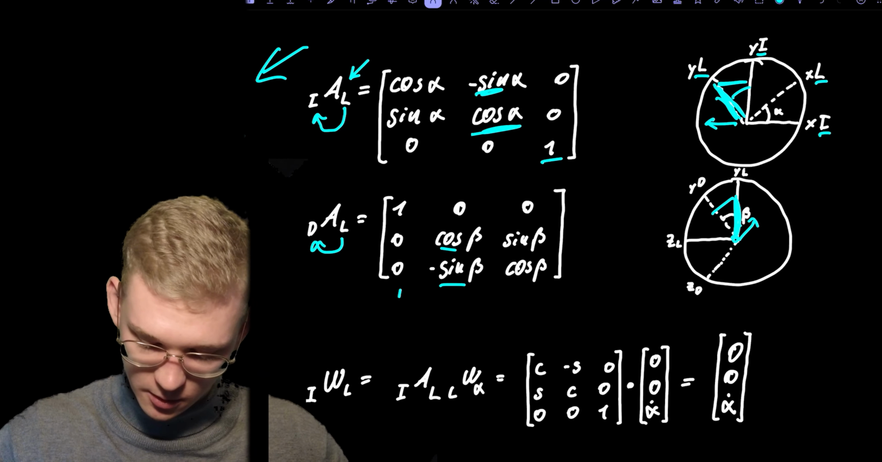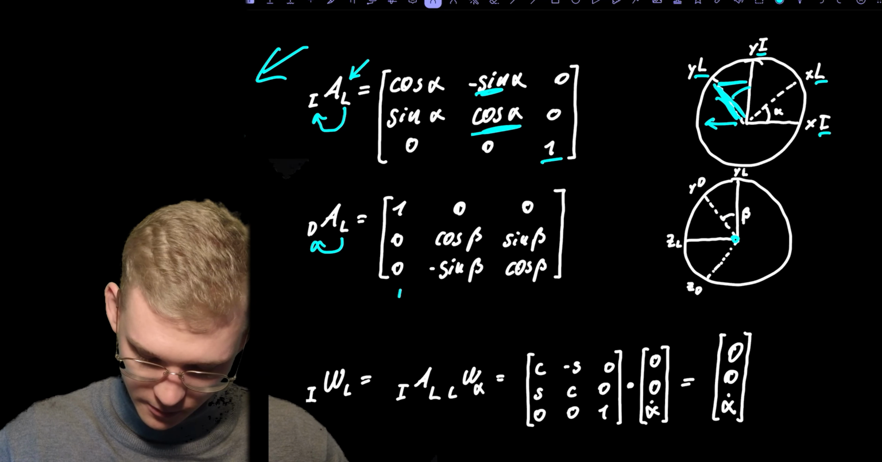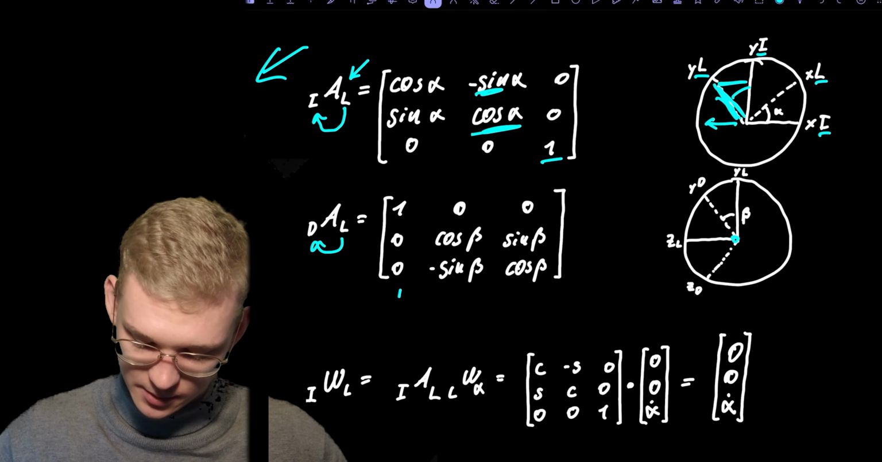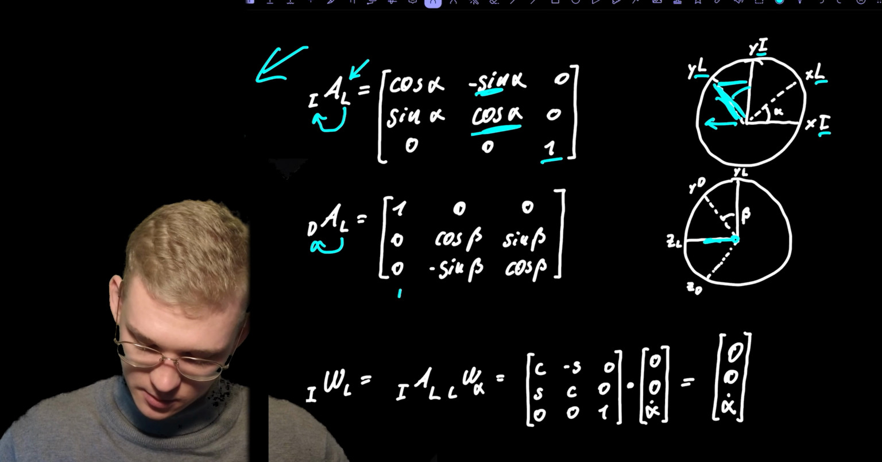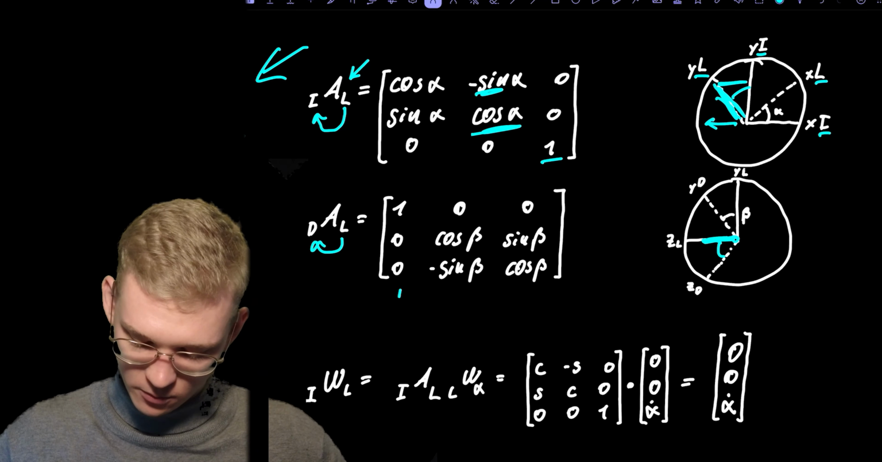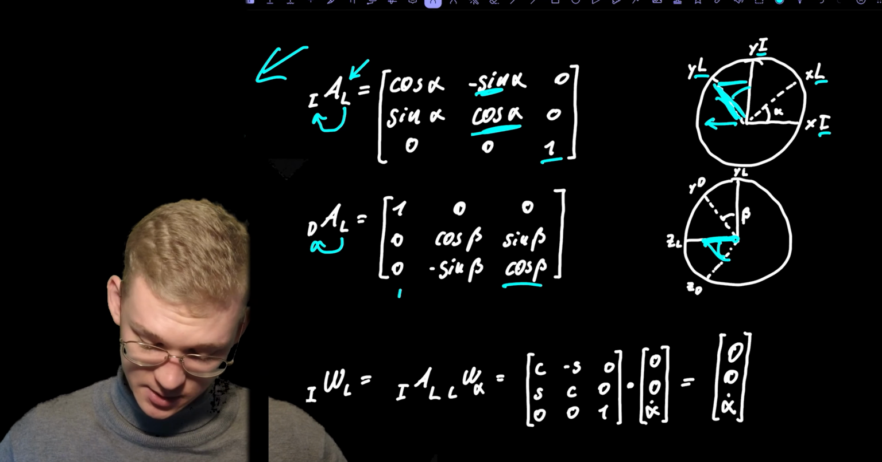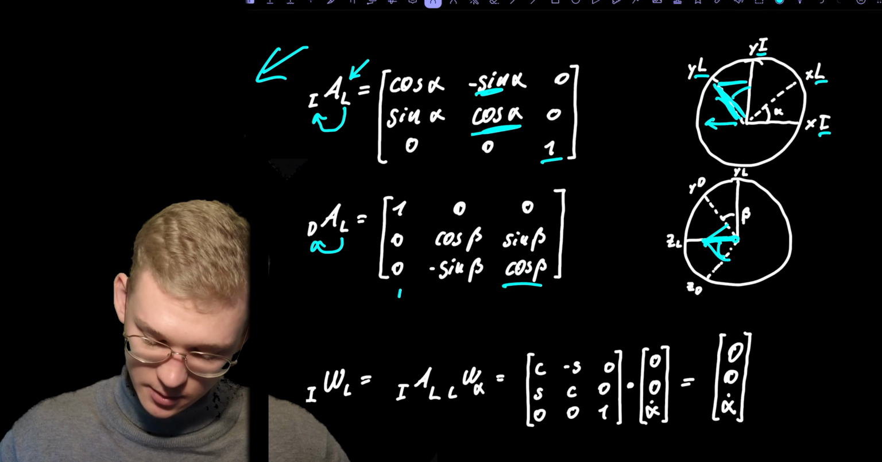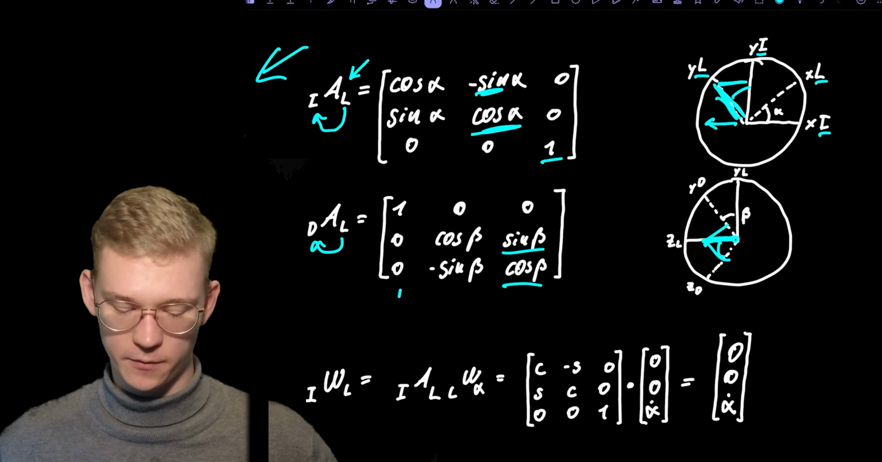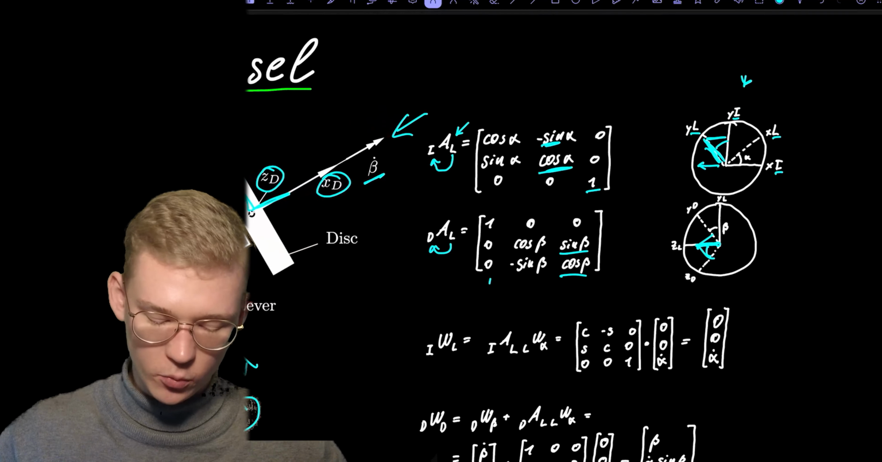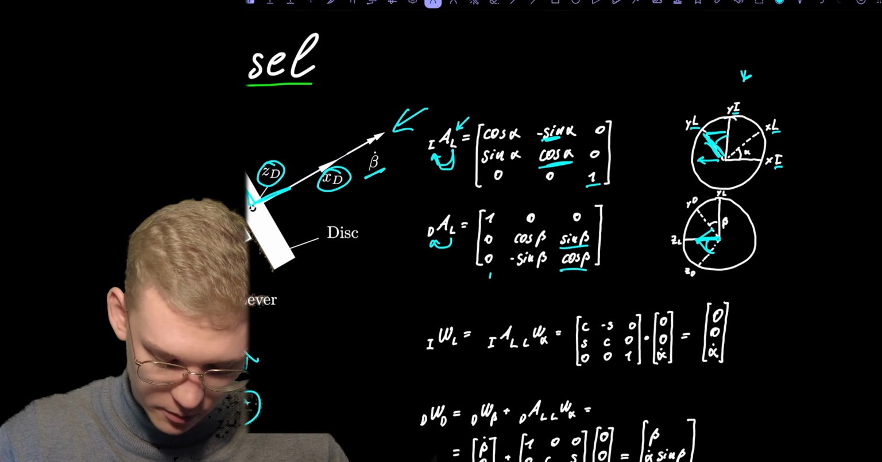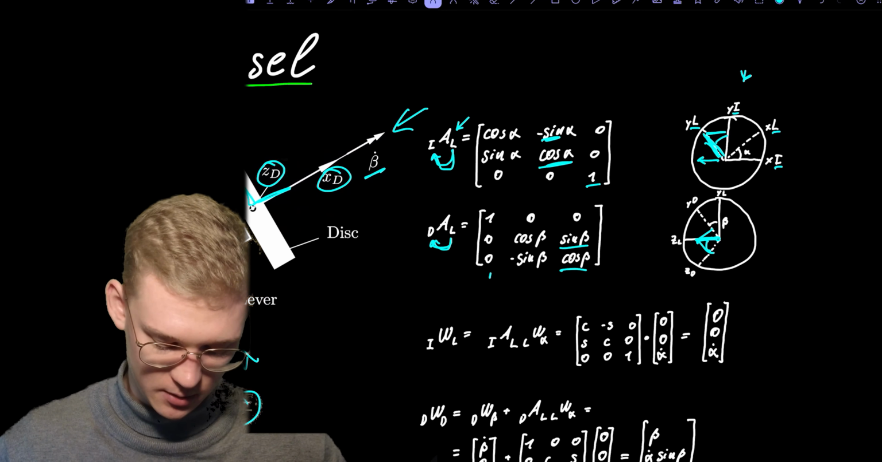Then we do the same thing for our vector Z. So we take Z in L, that is this one here. This is here the angle, so we have cosine in Z and sine in Y. So we have a sine in Y. So now we know how we can transform from L to I and from L to D.